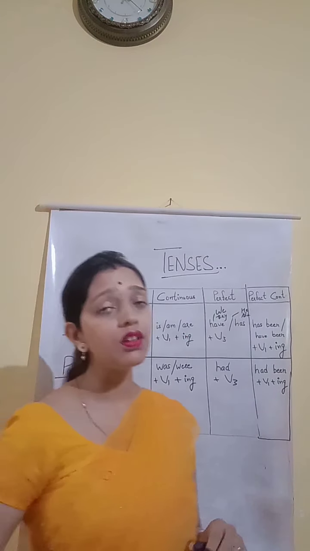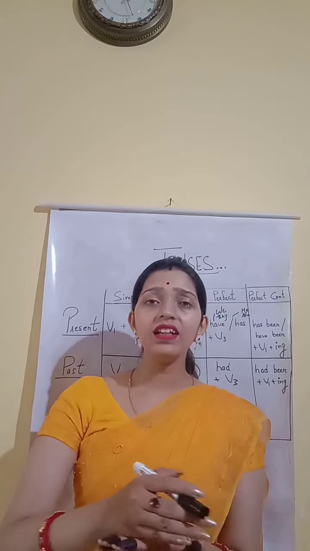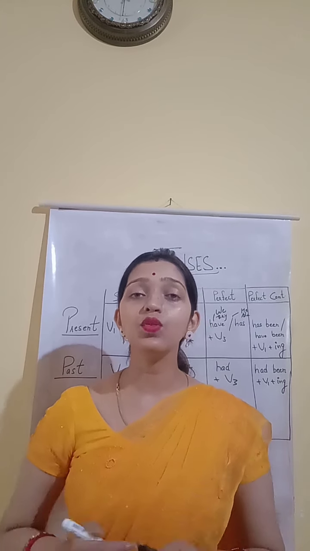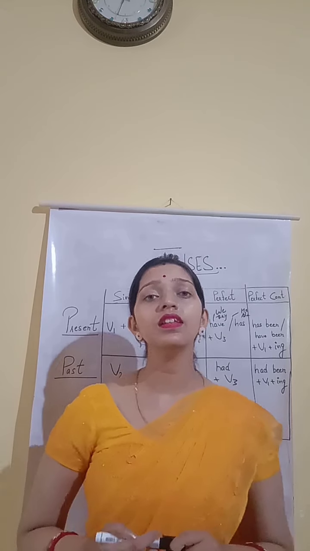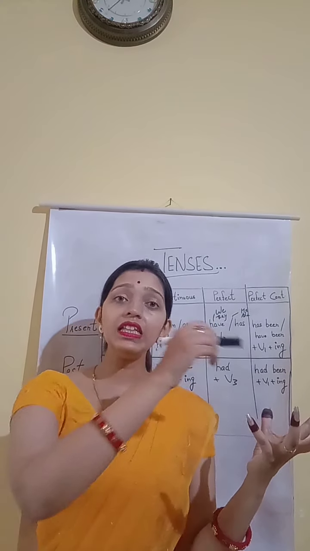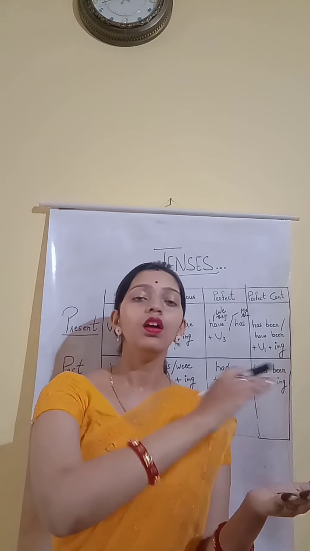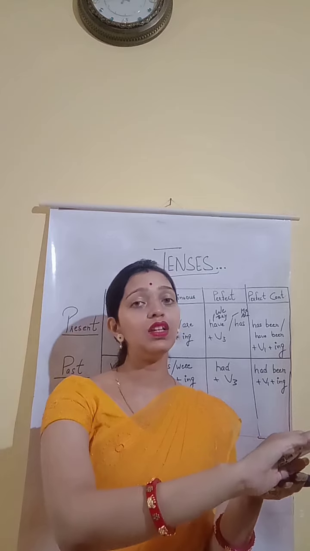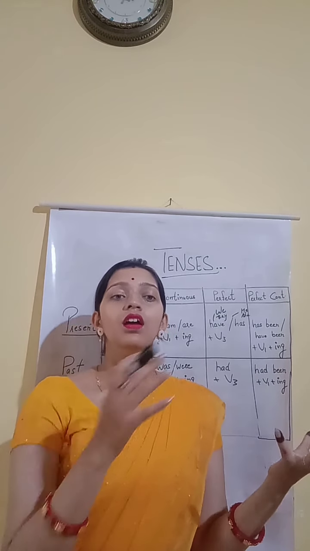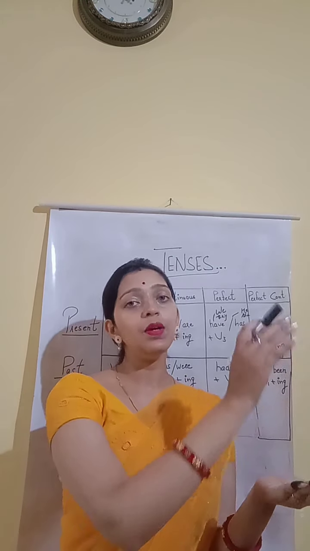Coming to the past continuous. Continuous, as I have already told you, means the thing is still in continuity. It is still going on. But since we are using past tense here, that means the actions were done in the past, but in the past the actions were continued. The actions are still in continuity, means the actions are not complete and they are continuing in the past.